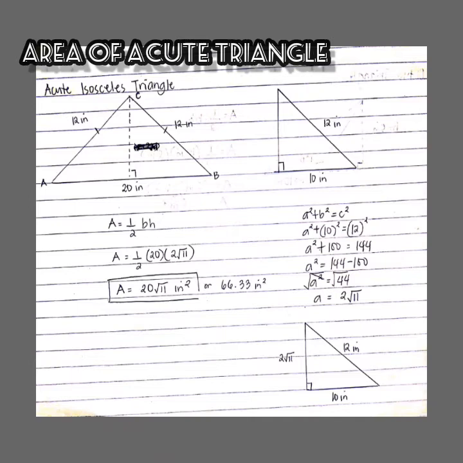A squared is equals to 144 minus 100, that is 44. The square root of a squared is equal to square root of 44, and that is equals to a is equals to 2 square root of 11. So therefore the height of this acute isosceles triangle is equals to 2 square root of 11. So we have now the value of height and we have now the base. So we can now find its area.